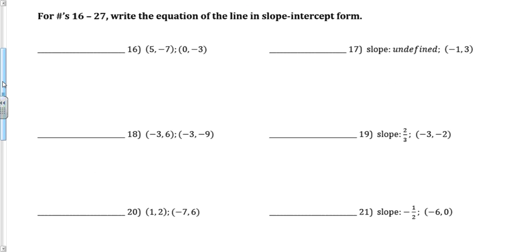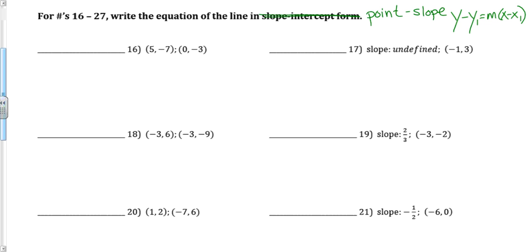Here, number 16 through 27, most of these we're actually going to write in point slope form, which we have to remember is y minus y1 equals m times x minus x1.